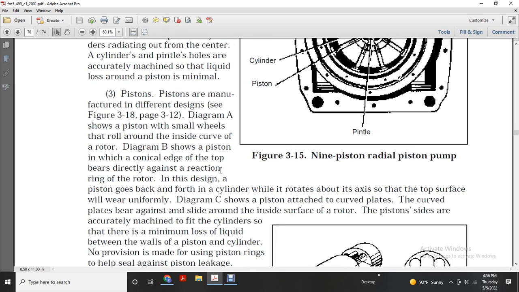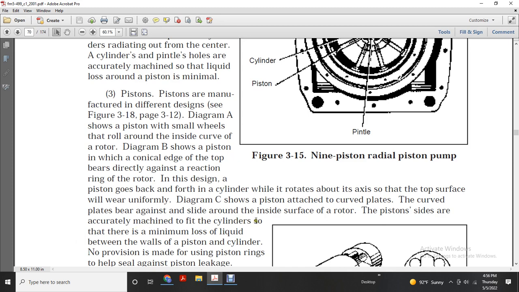Pistons are manufactured in different designs. See figure 318, page 312. Diagram A shows the piston with a small wheel rolling around the inside of the curve of the rotor. Diagram B shows the piston with a cylindrical top that bears directly against the reaction ring of the rotor. In this design, the piston goes back and forth in the cylinder, which rotates, so the top surface wears uniformly. Diagram C shows the piston attached to a curved plate that slides around the inside surface of the rotor.